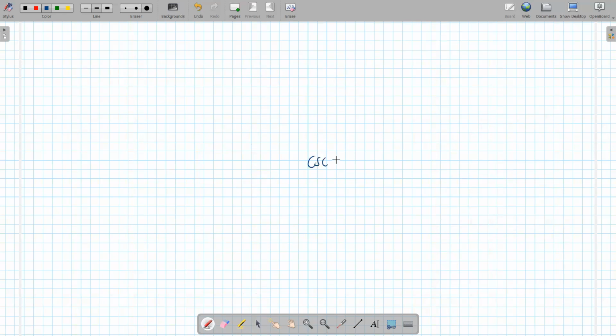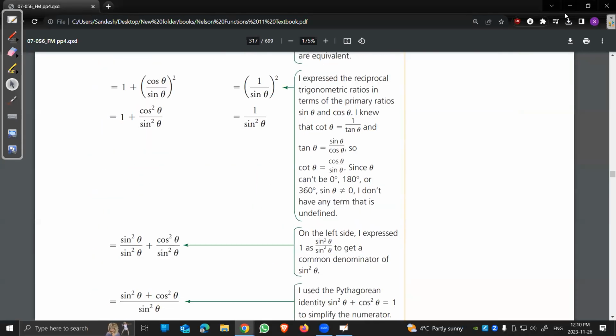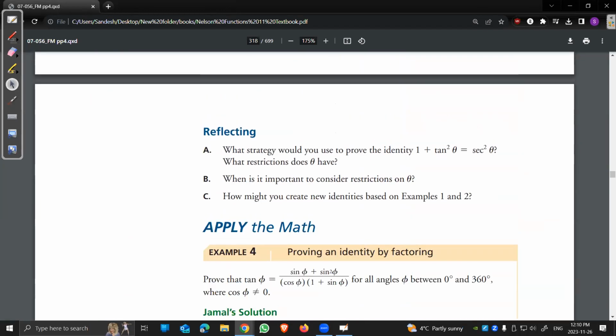Cosecant is 1 over sine. Cotangent is 1 over tan. And secant is 1 over cos. Cotangent is also cosine over sine because tan is sine over cosine. So there's more to it.